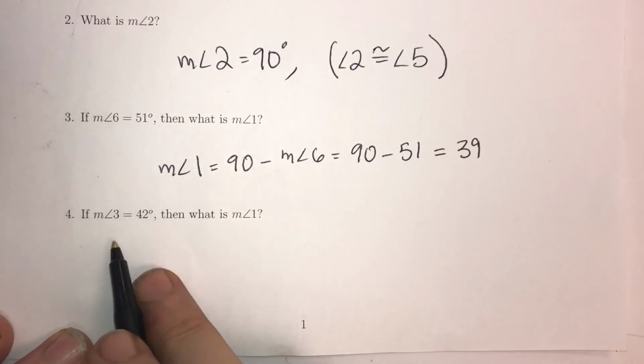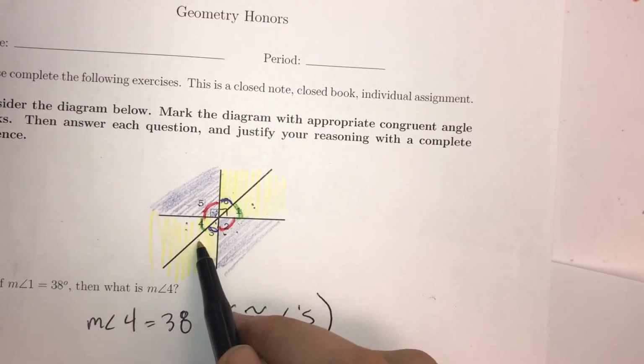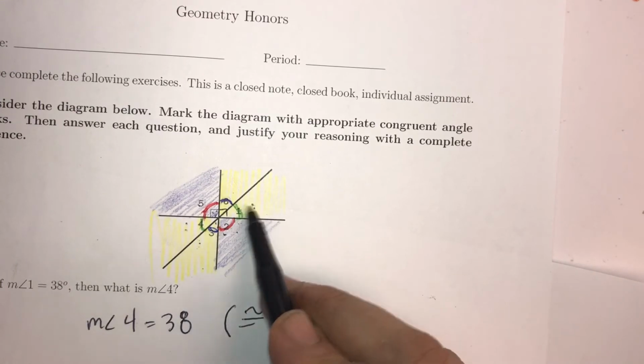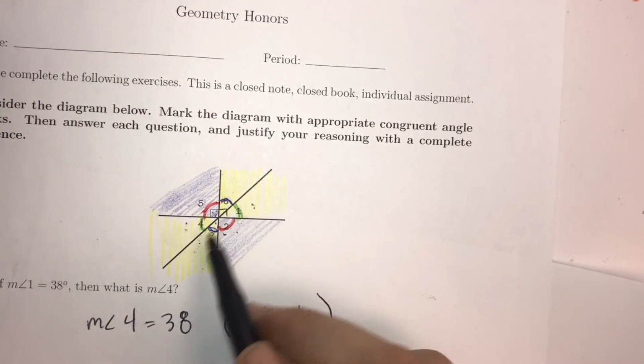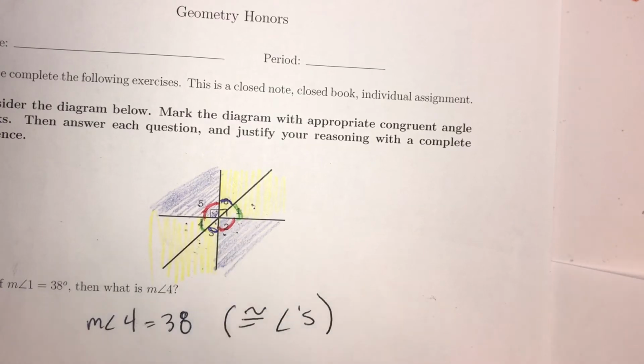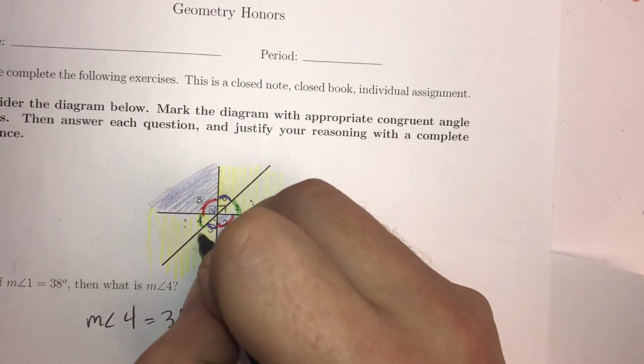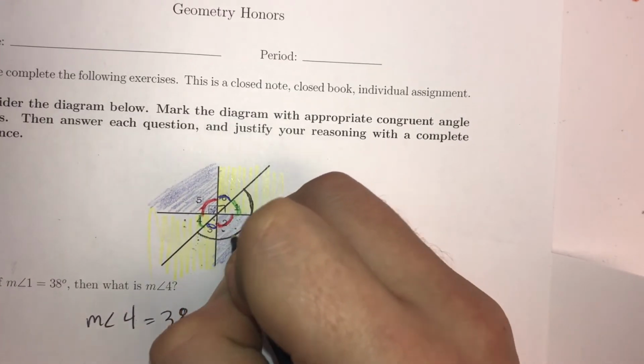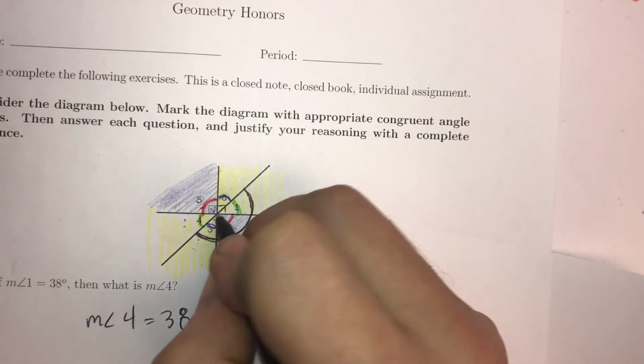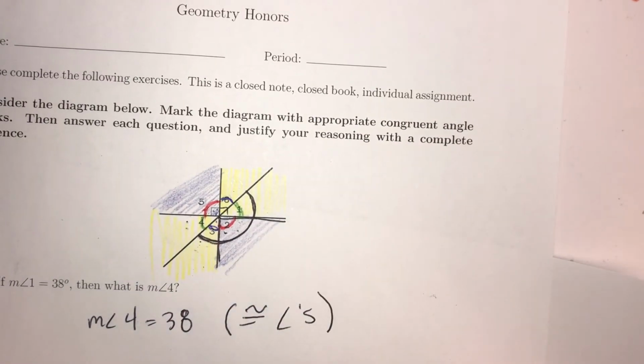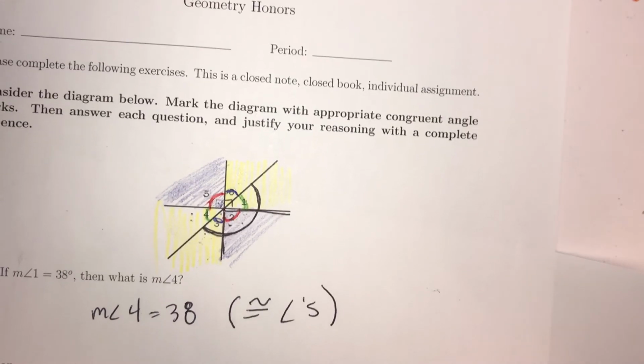Cool. If the measure of angle 3 is 42, what's the measure of angle 1? Here's angle 3 right here. If it's 42, what's the measure of angle 1? Oh, there's no way for me to tell. I give up. Just kidding. What do I know about these 3 angles? I know that these 3 angles form a 180 degree angle, or a straight angle.